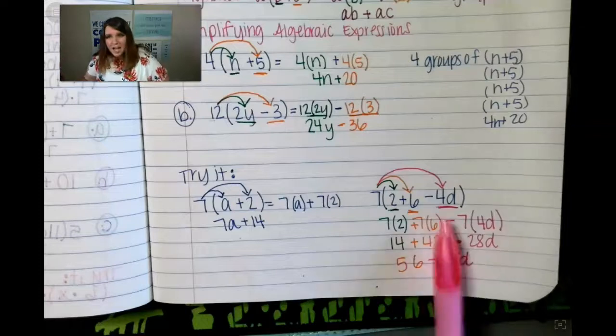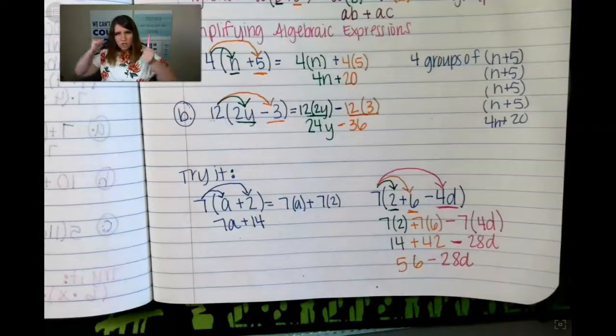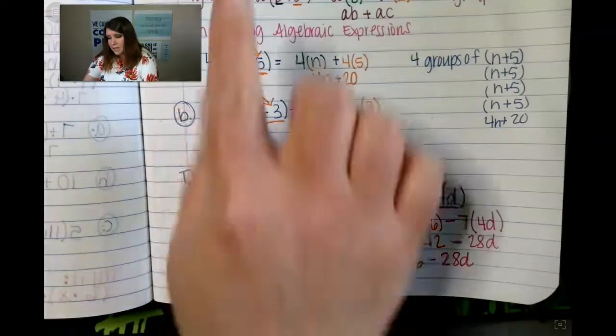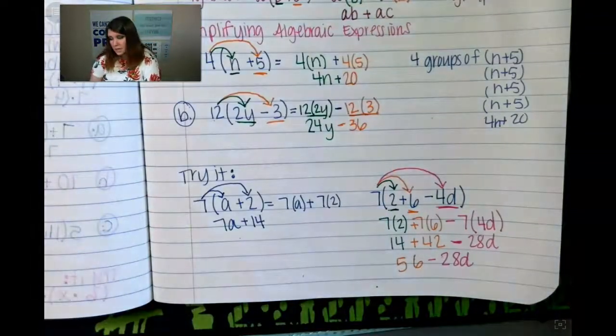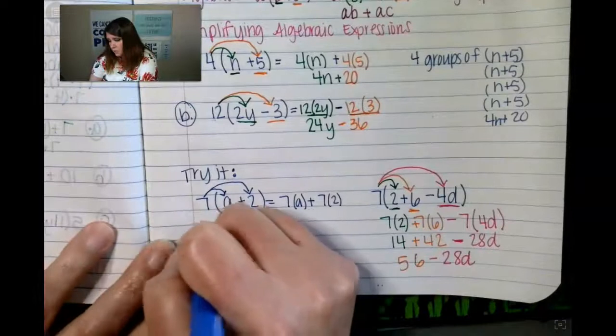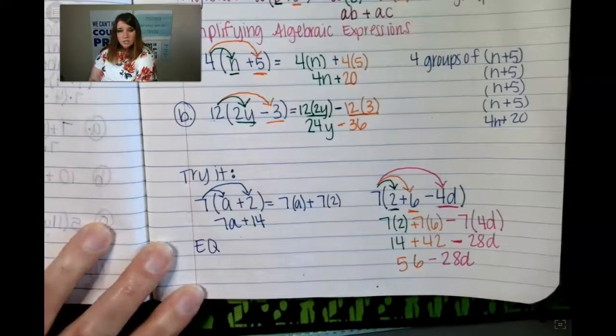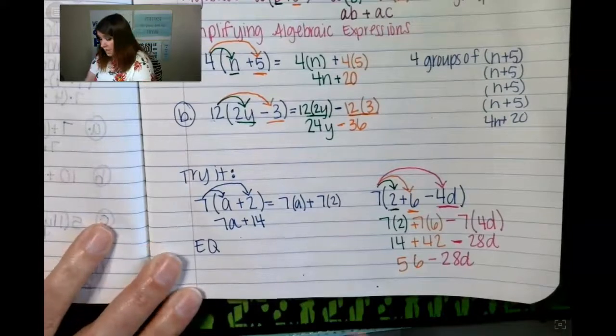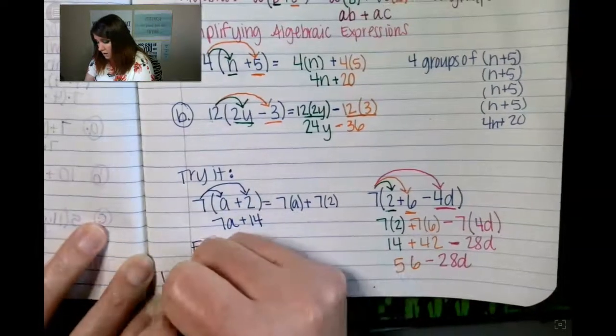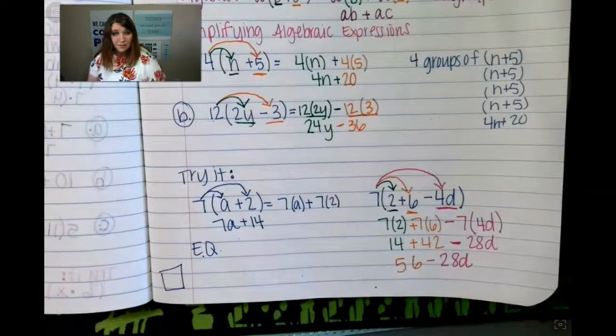That one is a challenge for those of you who love a good challenge. And go ahead and answer your essential question: How can I use the distributive property to evaluate equivalent expressions? And then rate yourself. Where are you? How are you feeling?